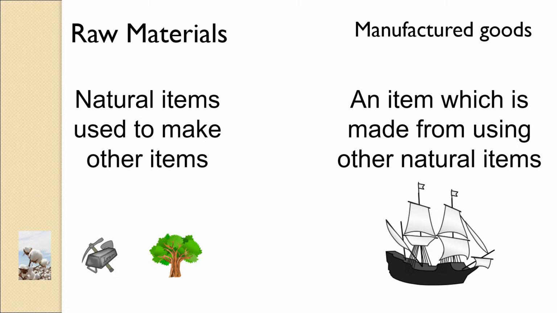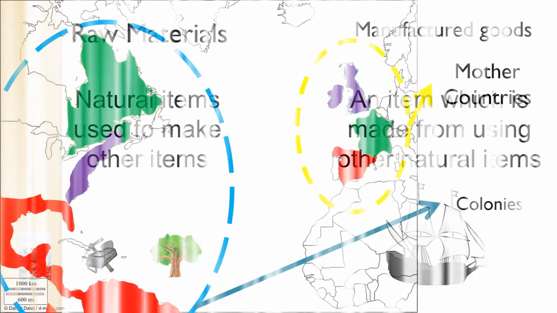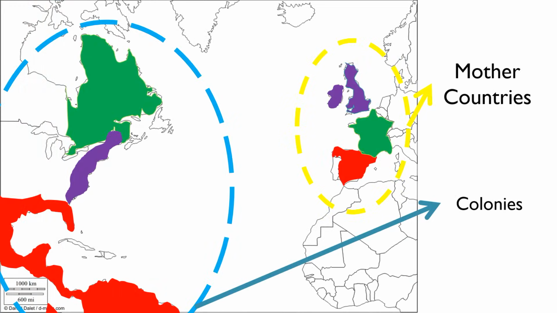So just take a second here and copy down these notes into your notebook. So now the last part of today's lesson was really about the system of trade that happened between these things and why and how it benefited the European countries. And the real reason behind it has to deal with the relationship between what's called mother countries and colonies.